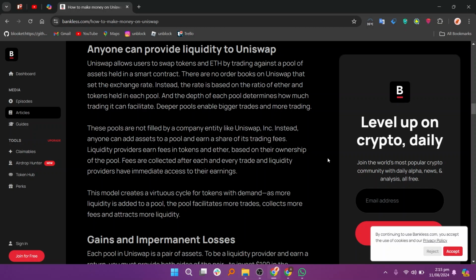There are no order books on UNISWAP that set the exchange rate. Instead, the rate is based on the ratio of Ether and tokens held in each pool. Fees are collected after every trade, and liquidity providers have immediate access to their earnings.